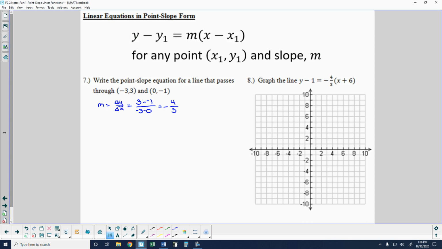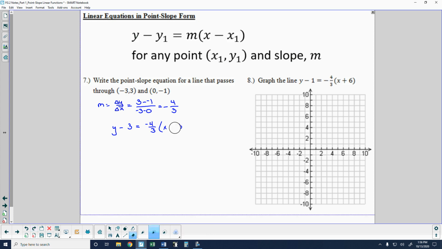Now, in order to write the point slope form, the only other thing that I need is a point. So I can write it in two different ways already because I have 2 points. Let's use the point -3, 3 first. So I would have y minus the y value of that point, 3, equal to the slope, -4/3, times the quantity x minus the x value of that point, which would be -3. So instead of writing this as minus a -3, I will write this as x plus 3. And this is point slope form for the equation.